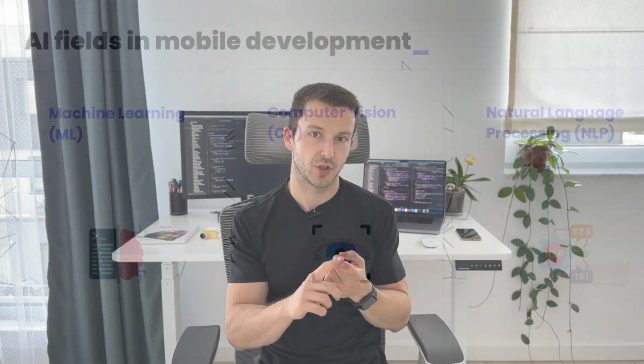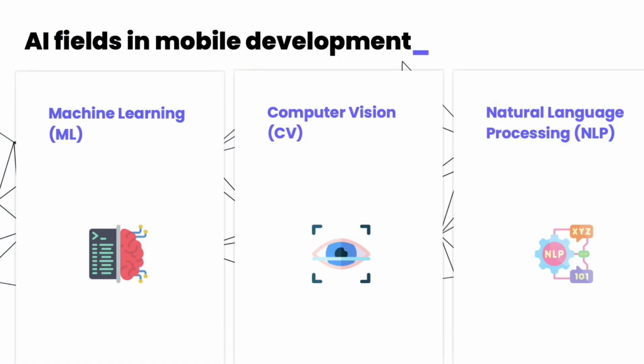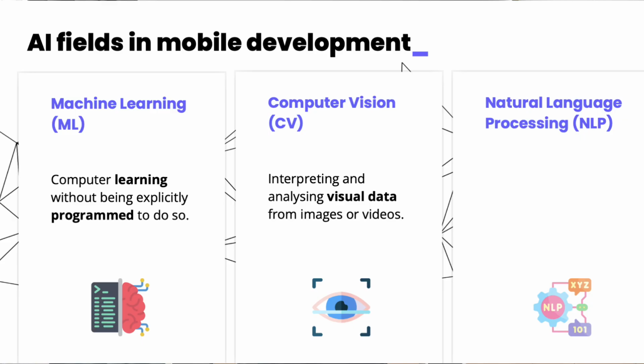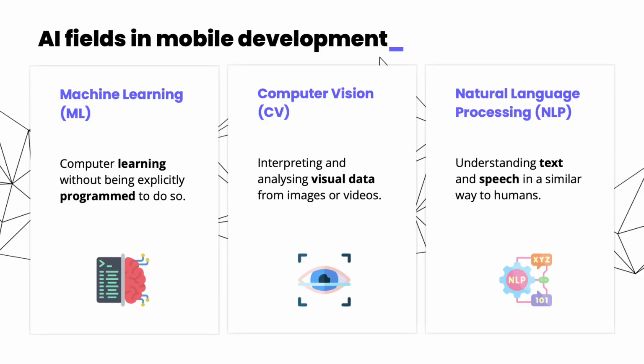You don't always need AI for this type of functionality, but people like to have AI as a label when describing their app or their product in general. The three main AI fields that are used in mobile app development are machine learning, computer vision, and natural language processing. Wow, so many buzzwords. Alright. Machine learning is computers learning to do something without explicitly programming them to do so. Computer vision is analyzing images and videos and extracting information from them. And natural language processing is understanding text and voice in a similar way that humans do.